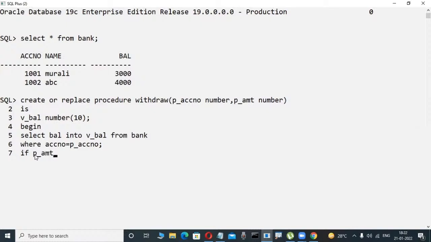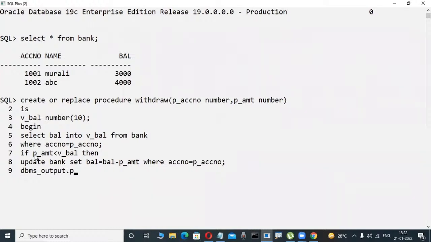Logically observe here, not the coding. Here that amount is less than the available balance. Then I want to affect that in the database: update table name, set balance equal to balance minus p_amount. Something is there, some coding is there. Okay, fine. Now I am writing some message, same like in Java, some messages I try to display.